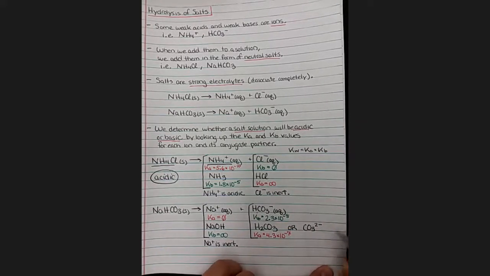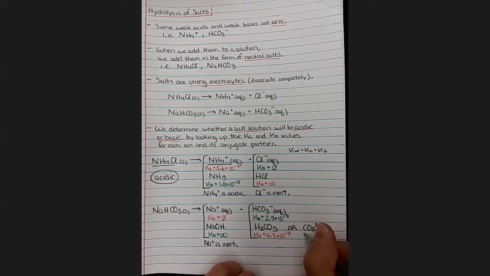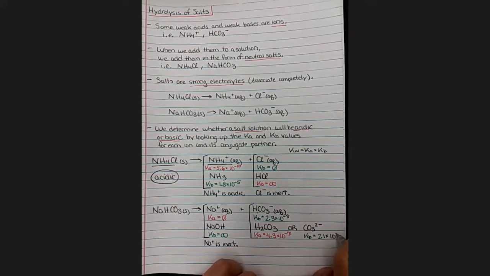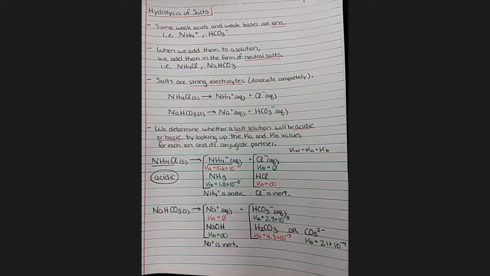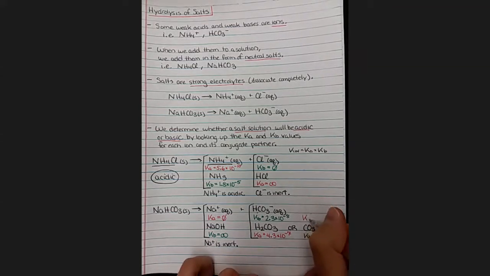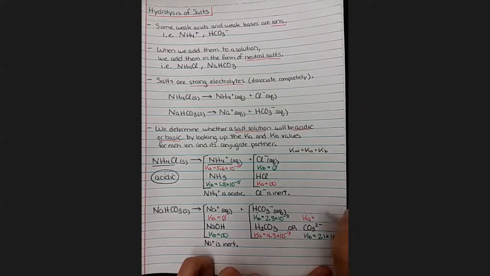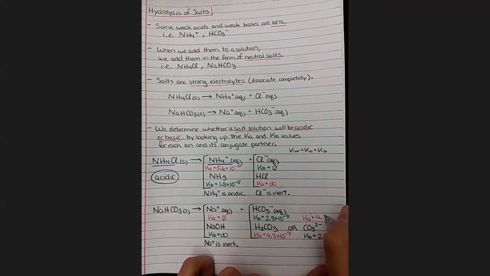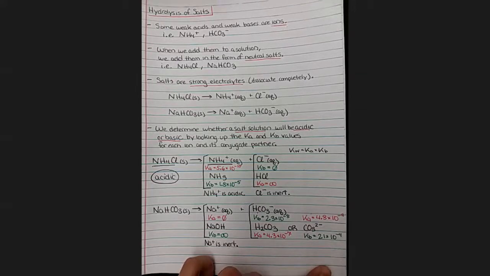And then we need to look at the other option. The other option is HCO3 minus to CO3 2 minus. This is a weak base, and we can look up its Kb as 2.1 × 10 to the negative 4th. And then we can use that number and plug that in here with Kw to solve for the Ka. Ka for hydrogen carbonate, 4.8 × 10 to the negative 11th.